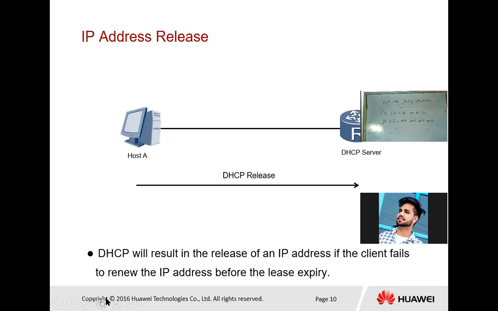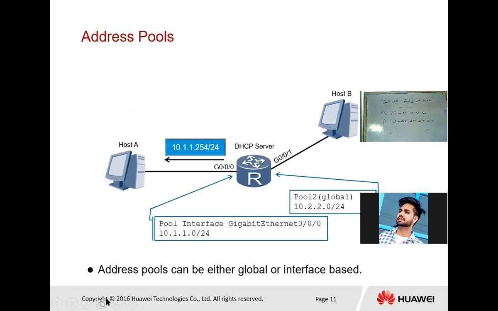Then IP address release. Suppose after sending the broadcast message, no server replies to host A. That means your lease has expired. Next, address pool. Now we will see pool configuration. This is a way of assigning IP addresses from the given pool.